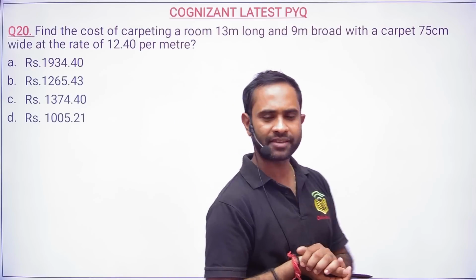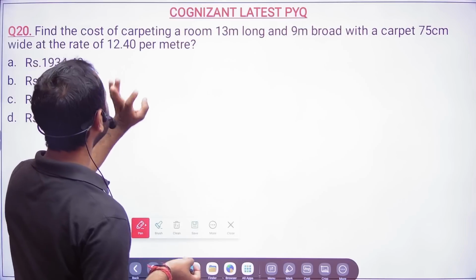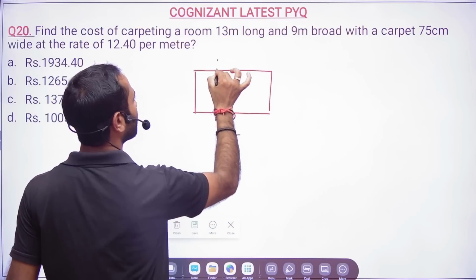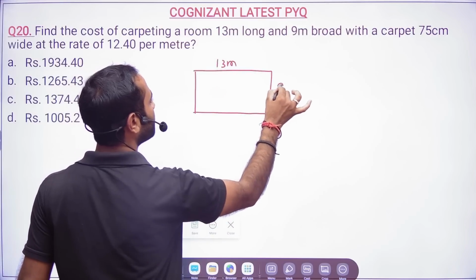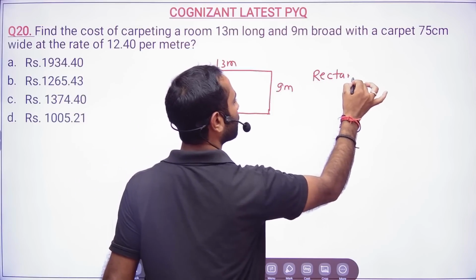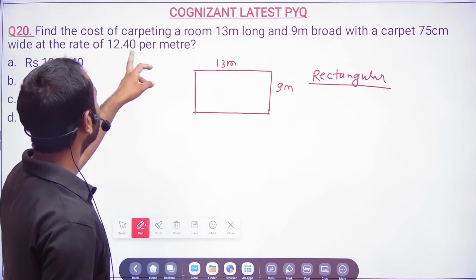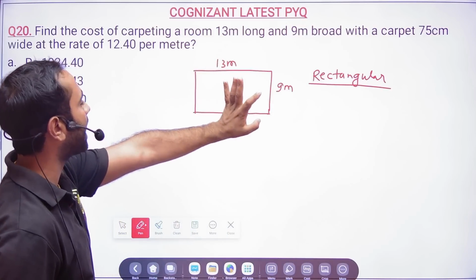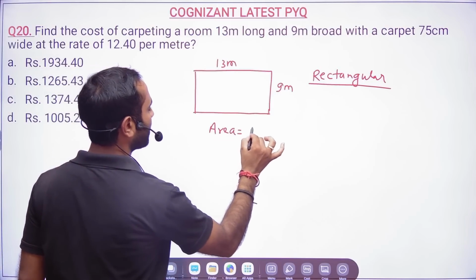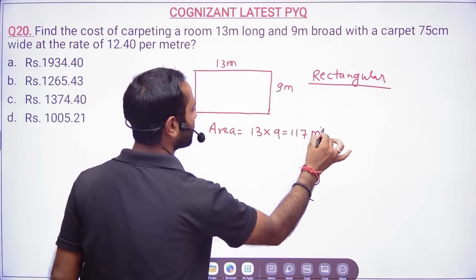Question number 20 is a question from the topic mensuration. Find the cost of carpeting a room. There is a room which is 13 meter long and 9 meter broad. So it is very clear that it is a rectangular room, and that's the reason the sides are not equal. So what will be the area of this room? Area of this room will be length into breadth, so 13 into 9, 117 meter square.